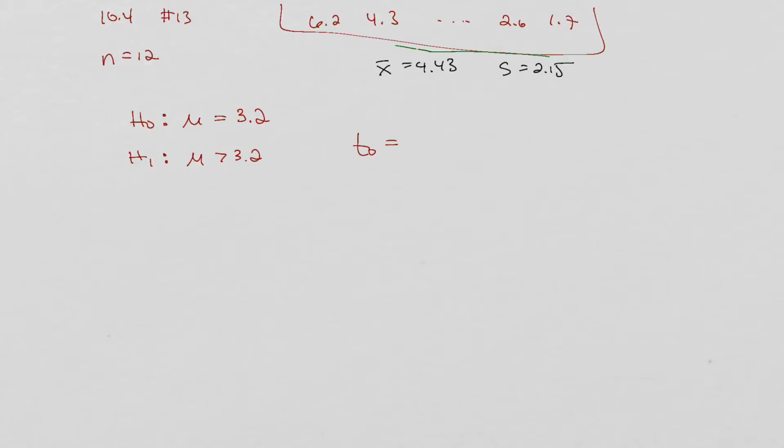For my t-score here, again, we'll take our observation, 4.43, subtract the claim, which was 3.2 days, and then divide that by the standard deviation over the square root of my sample size. Right? In this case, my sample size was 12. Right? And if you throw that into a calculator, you get 1.982. I think it rounds to those 3 decimal places. Okay. All right. So that's my test statistic.